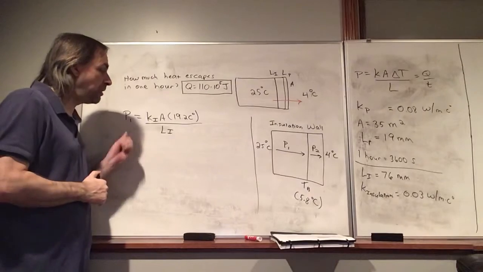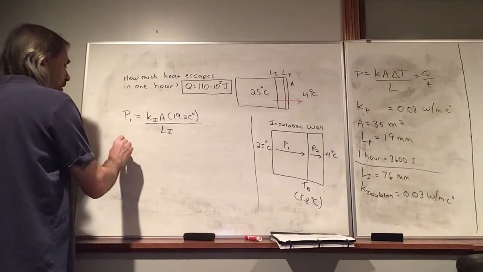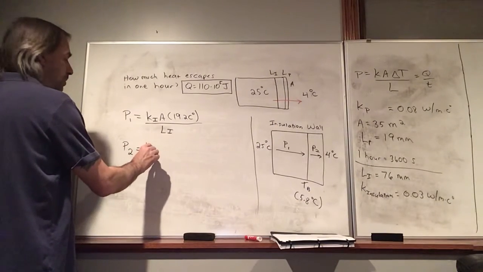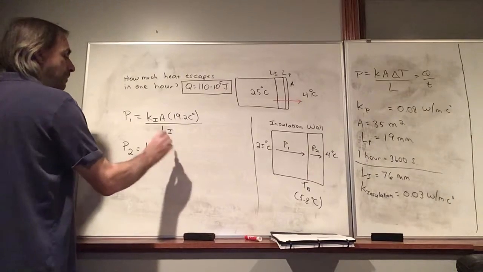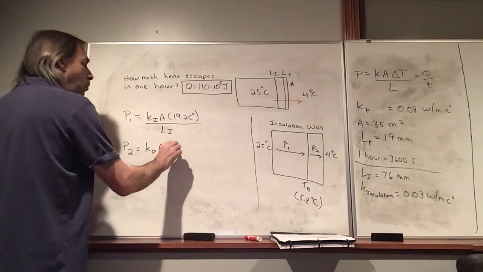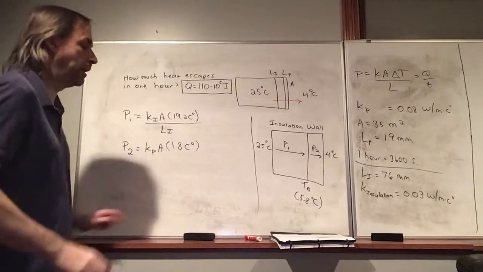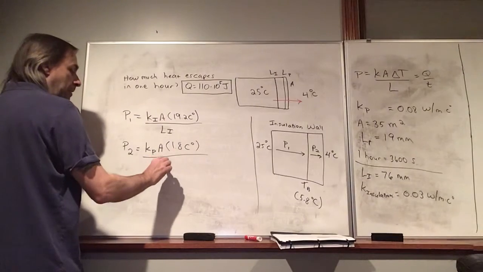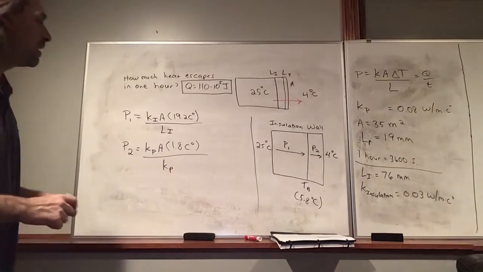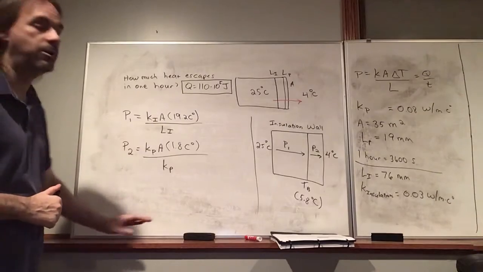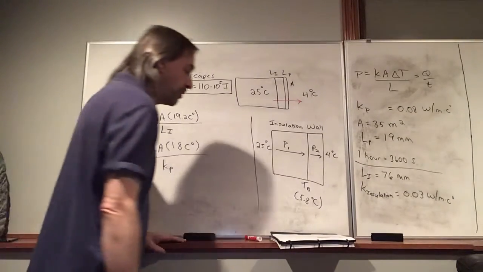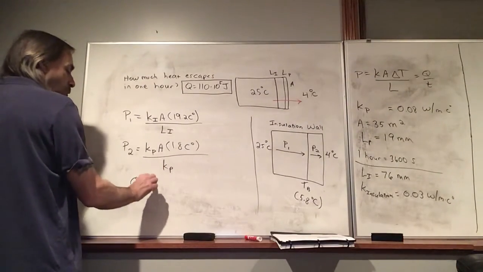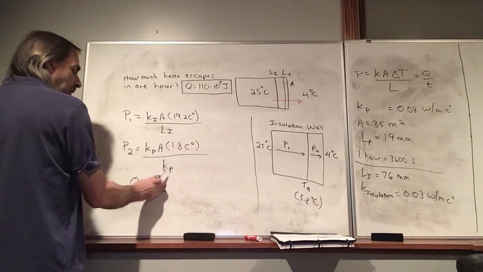As a check, you could also plug in, let's do P2 as well. So here we'd have K for the plywood, that same area. Now delta T in this case would be 1.8 Celsius degrees, the difference between 4 and 5.8. And then we divide by L for plywood. So again, if you plug in the numbers and check P1 and P2, you should get the same number. And then Q would be, let's just say, P1 times T. P1 times an hour.